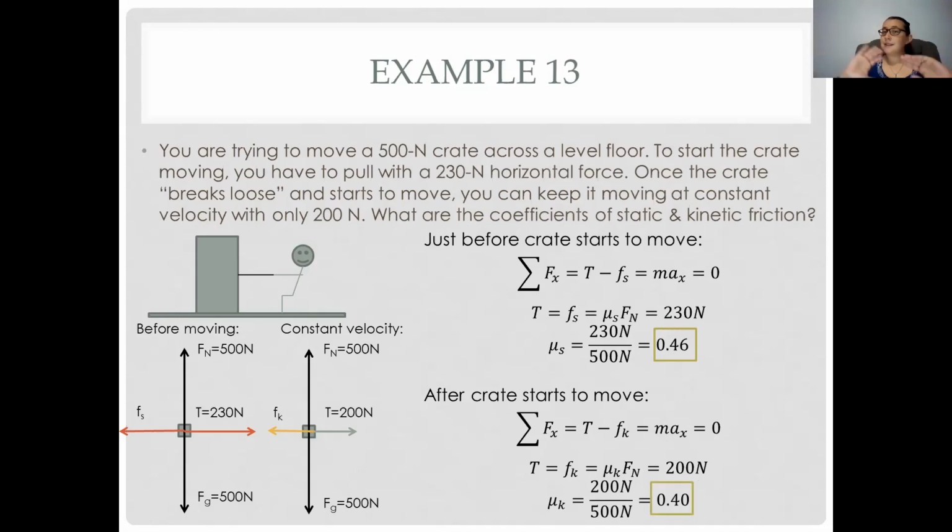Okay, so now this is still a number between 0 and 1, so that checks out. The kinetic coefficient is smaller than the static coefficient, so that checks out. And both of our answers seem to be fairly reasonable. Woohoo! We did it!